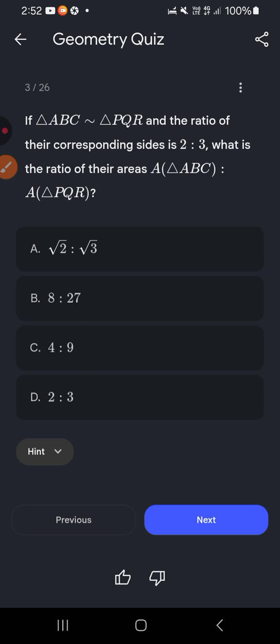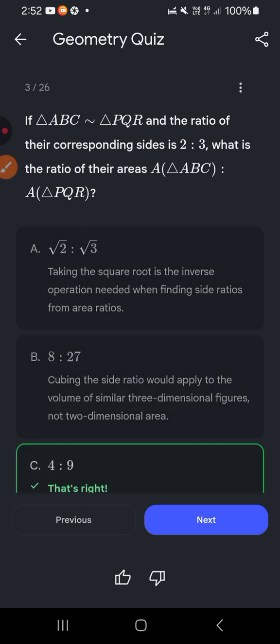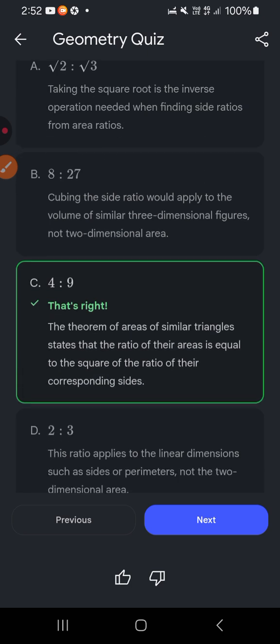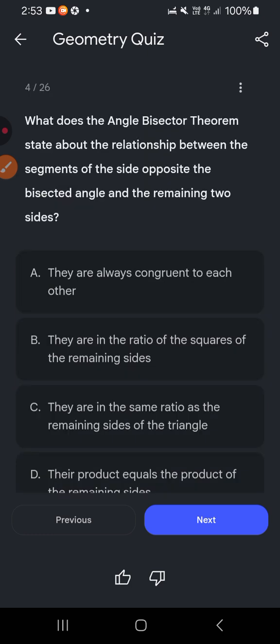In triangle ABC, similar to triangle PQR, the ratio of their corresponding sides is 2:3. What is the ratio of their areas? That is, area of triangle ABC to area of triangle PQR. Correct answer is C, 4:9. Ratio of the areas of similar triangles is equal to the square of the ratio of their corresponding sides.